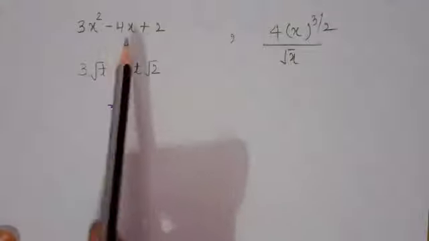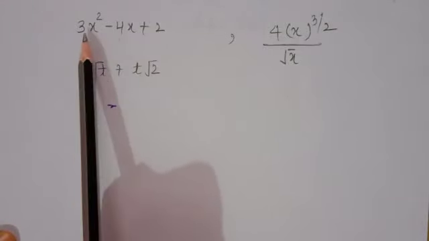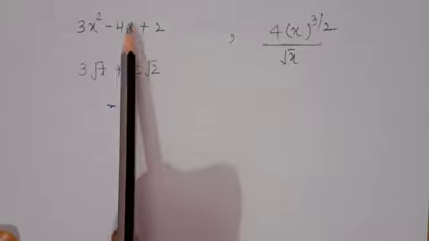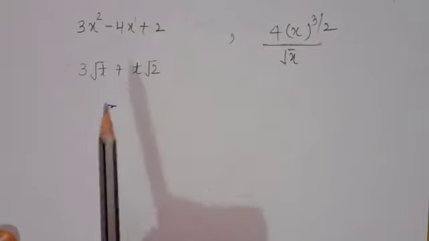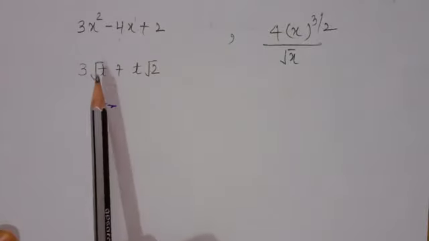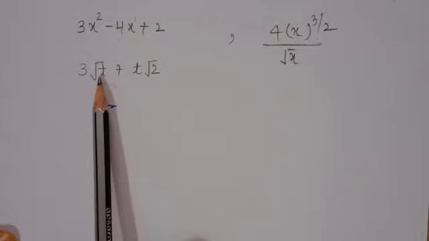This is an example of a polynomial. Yes, this is an example of a polynomial, because in this the exponents are whole numbers. We have x square here, x raised to the power 1 also here. But this expression is not a polynomial. Why? Because here we have a rational power, a rational exponent.